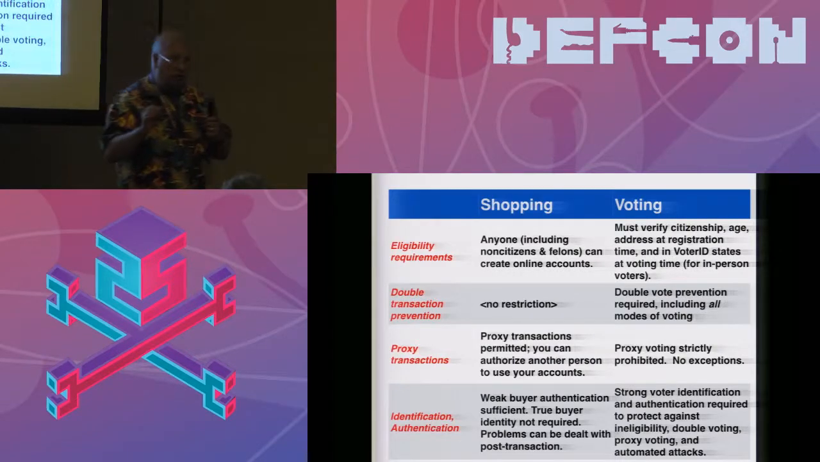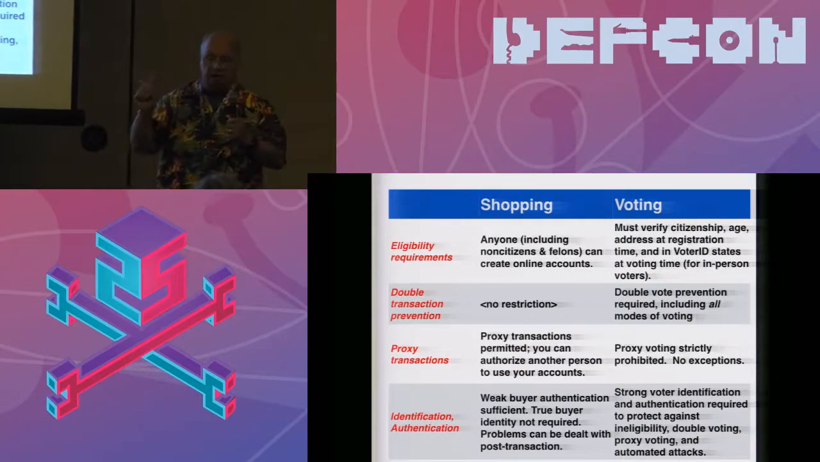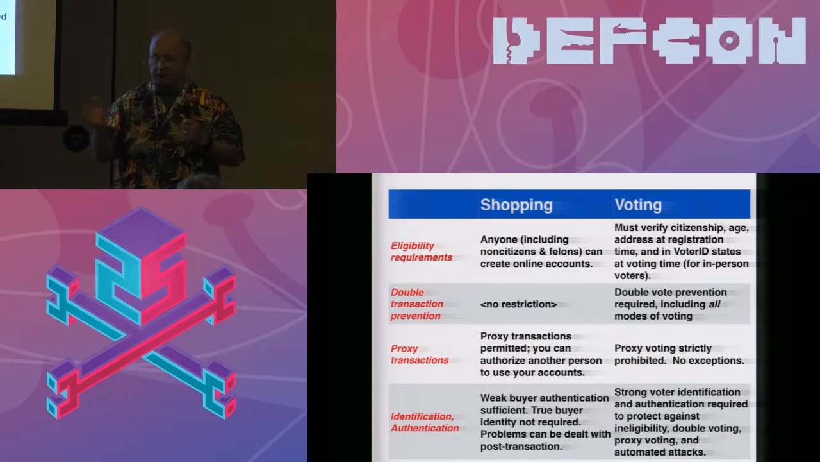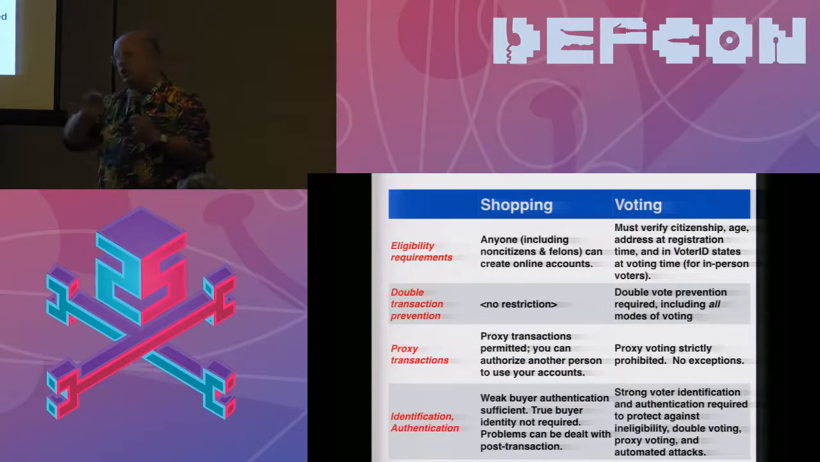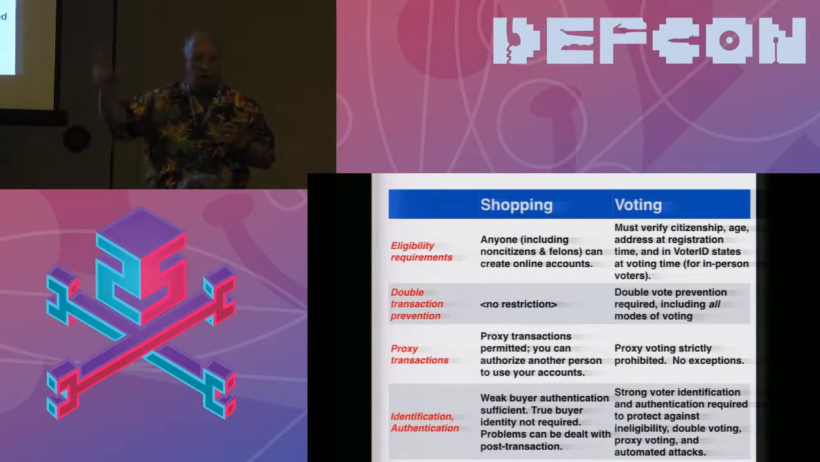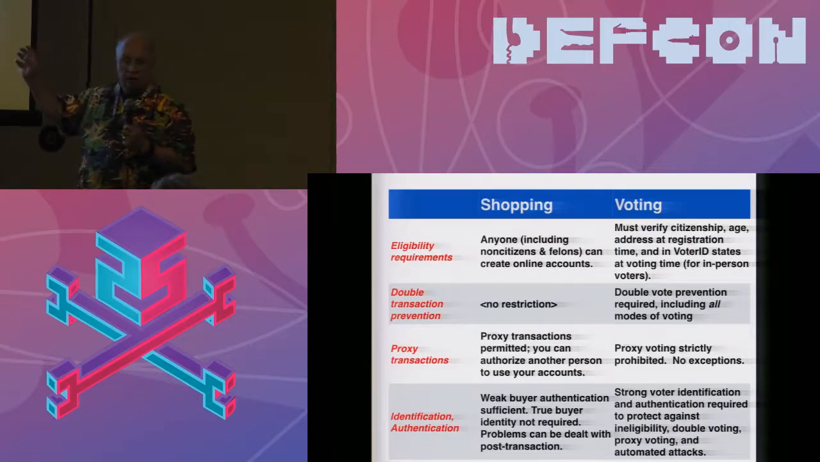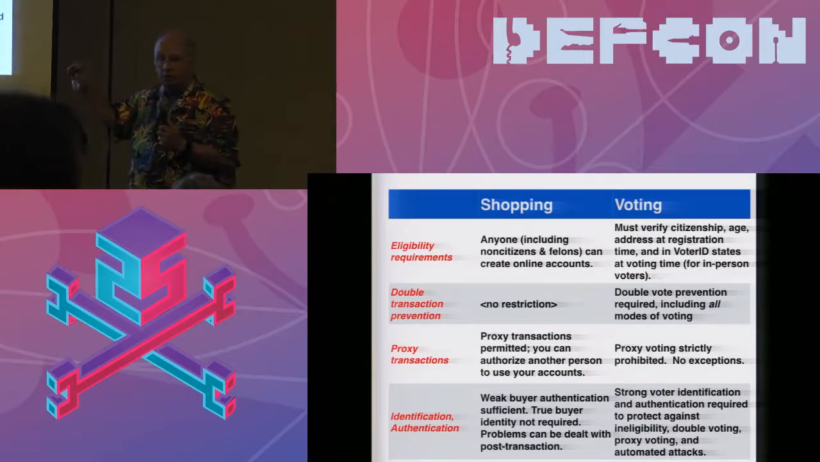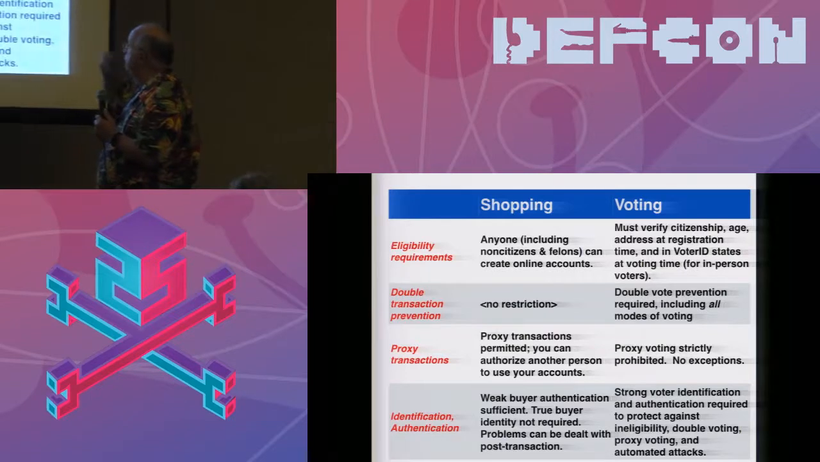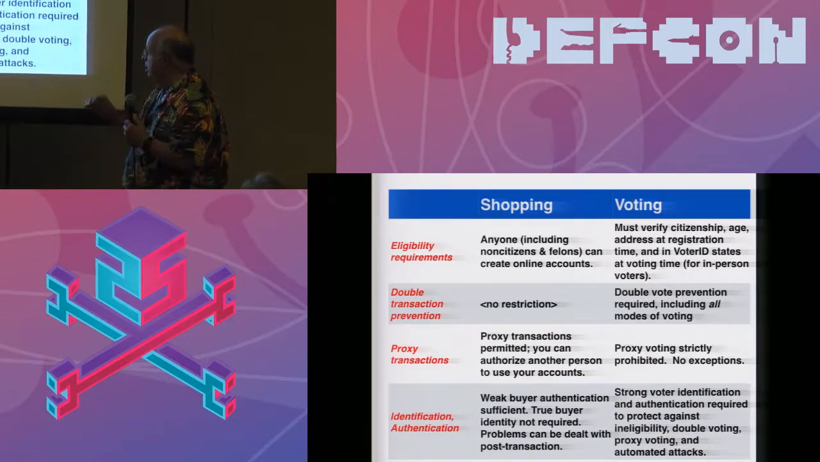Then there's a double vote transaction. Everybody knows that you can't vote twice in the same election. But Amazon doesn't care if you buy two pairs or four pairs of socks in the same transaction, or if you come back and buy more things 10 times in the same day. There is no analog to the notion of double vote prohibition in the e-commerce world. Again, it's an additional requirement or structural difference, more difficult in the voting world.